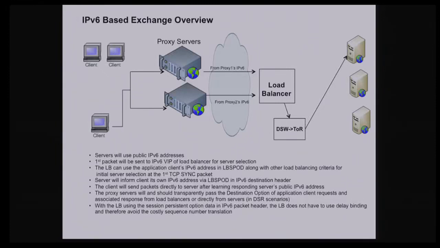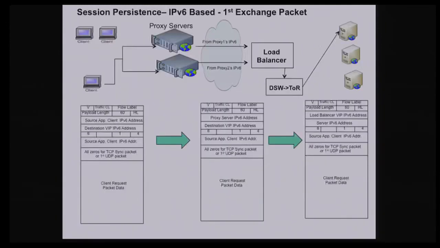Here's the way it works. As before, the V6 traffic will be sent through the proxy and reach the server. The server sends the traffic back through the load balancer back to the client. And now the client knows the responding server's V6 address.